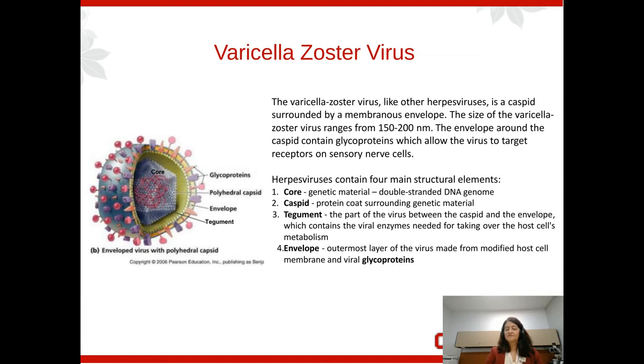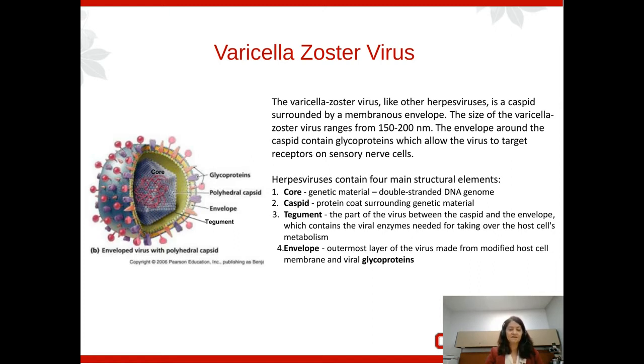Now, the VZV virus itself is a circular virus and has the structure shown on the left-hand side. It comprises a core region, which is the genetic double-stranded DNA, and it has a capsid, which is a protein coat that surrounds the genetic material. Then that's followed by a tegument, which is the layer in between the capsid and the envelope. And this contains all the enzymes for replicating inside the host cell.